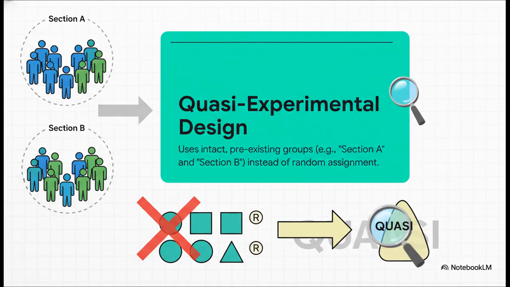The word quasi literally means almost or resembling, so this is almost a true experiment. The key difference, as you can see, is that you're using those intact groups, like Mr. Smith's morning class and Miss Jones's afternoon class, instead of randomly creating your own.